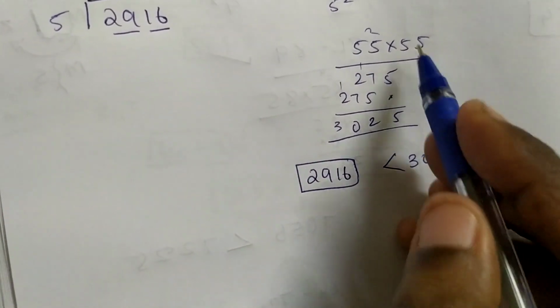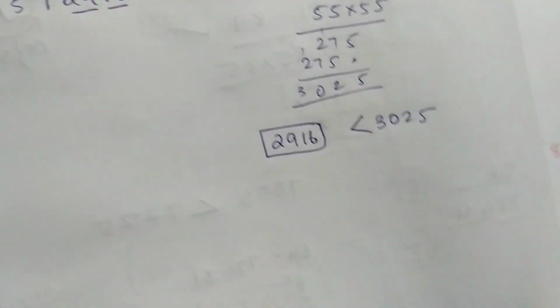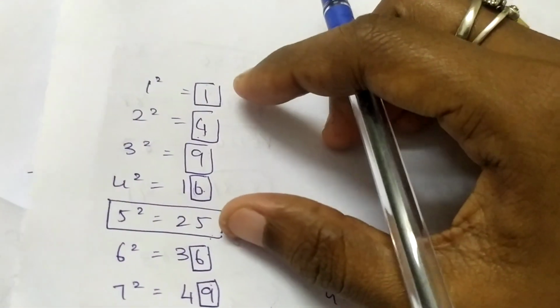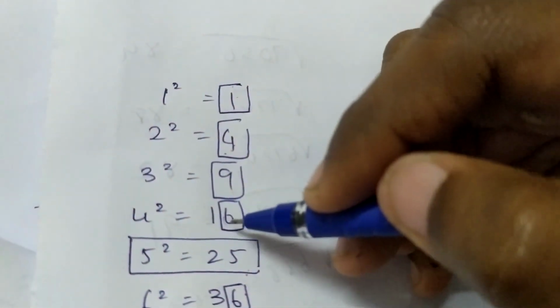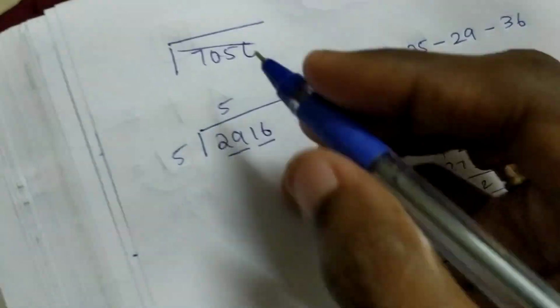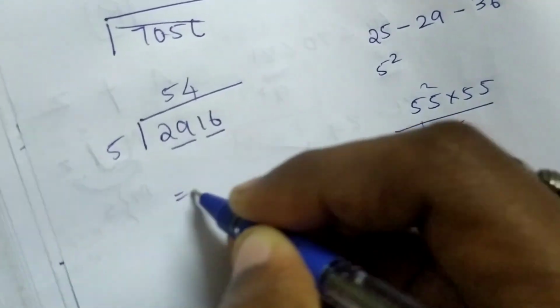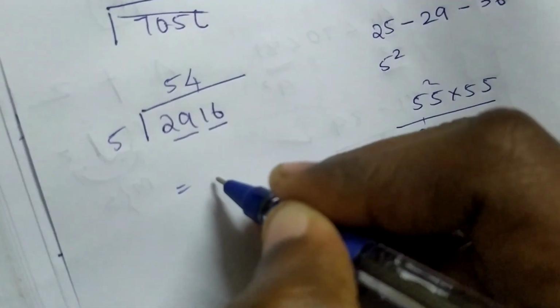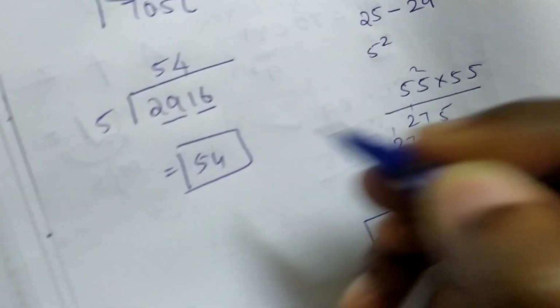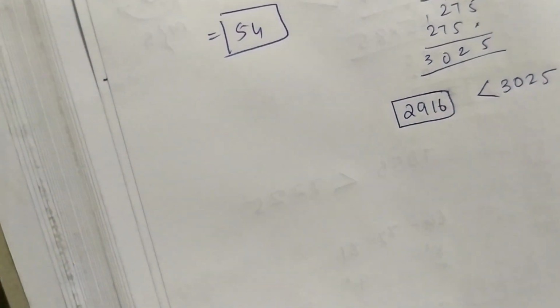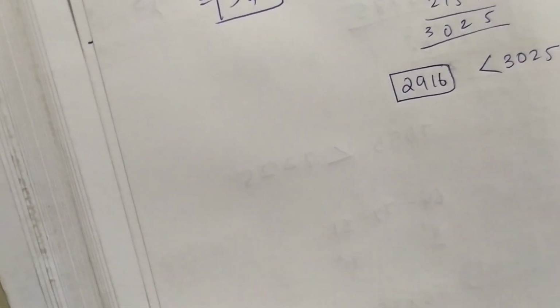So what you have to consider is a number which should be smaller than 5. The ending digit is 6. Therefore the digit means 4. Therefore it's 54. The value of the square root of 2916 is 54. Understood? Yes.